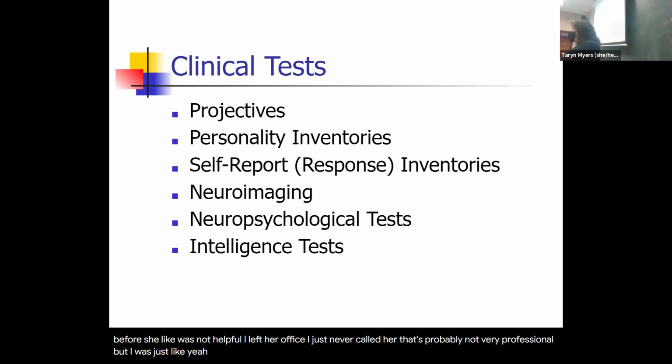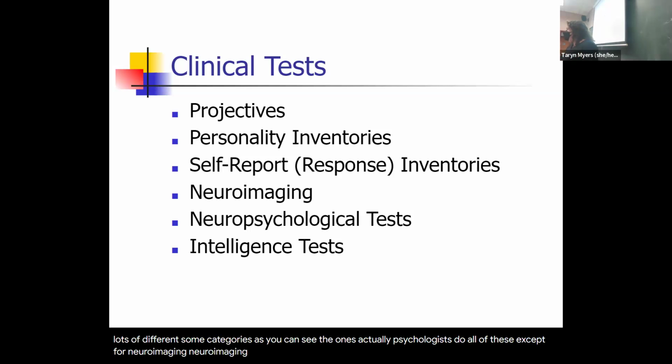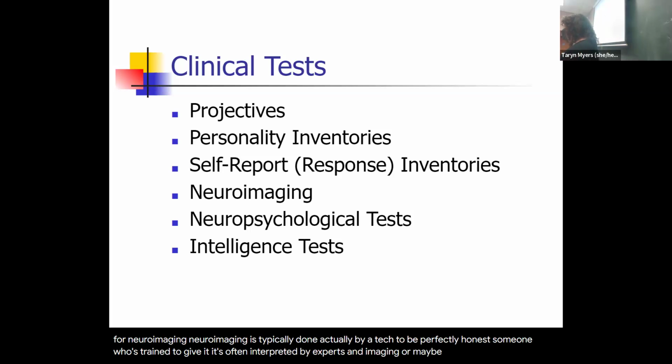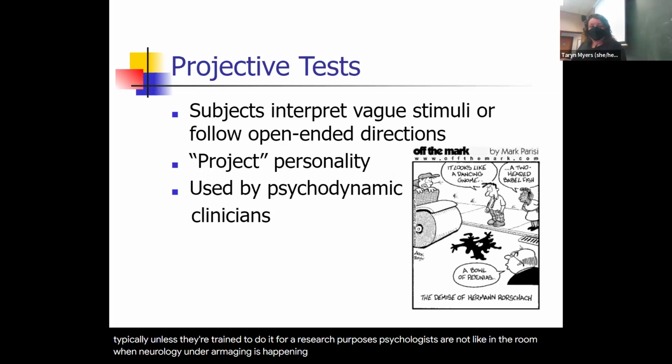All right, now we're going to start talking about clinical tests. This is what we'll talk about for the rest of the next 2 days. There are lots of different subcategories, as you can see. Psychologists do all of these except for neuroimaging. Neuroimaging is typically done by a tech, to be perfectly honest, someone who's trained to give it. It's often interpreted by experts in imaging or maybe by a neurologist. Unless they're trained to do it for research purposes, psychologists are not in the room when neuroimaging is happening. We're going to start with projectives.